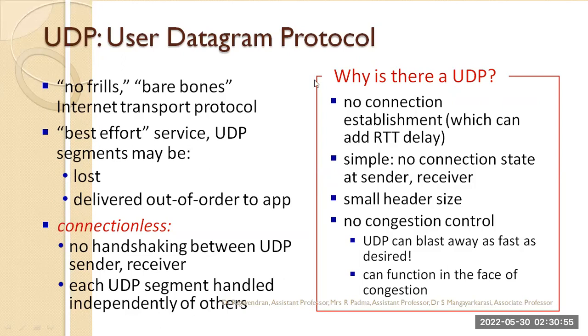So why do we need UDP? What is the need for UDP? There is no connection establishment, which can add RTT delay. It is simple, with no connection state at sender or receiver. It has a small header size. There is no congestion control, so UDP can blast away as fast as desired. It can function in the face of congestion.